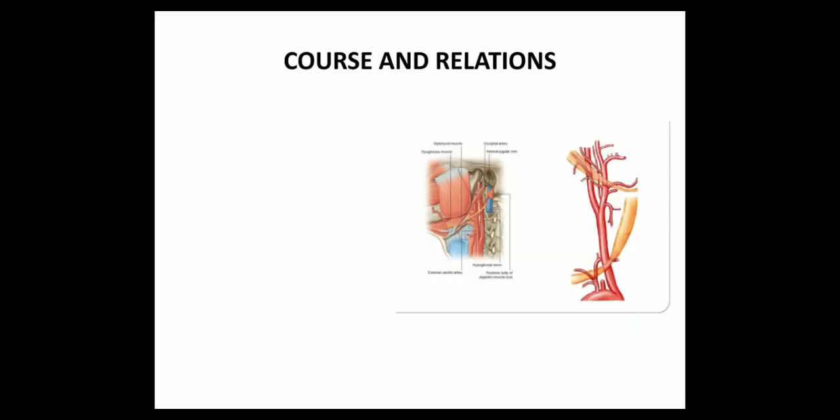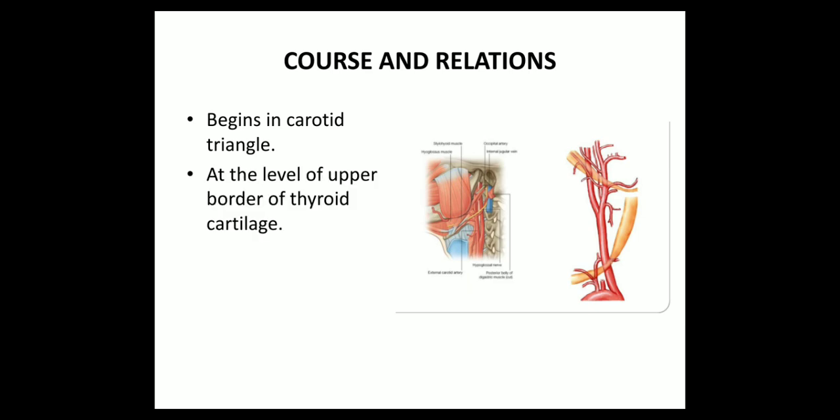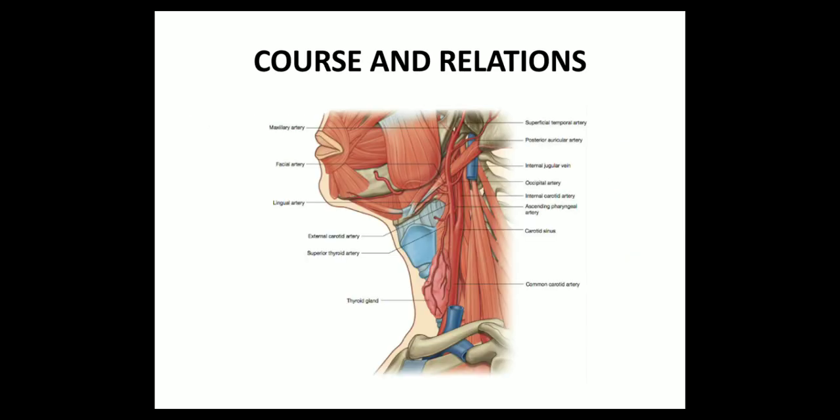Course and relations. It begins in the carotid triangle at the level of upper border of thyroid cartilage between 3rd and 4th cervical vertebrae. It ends in the substance of the parotid gland by splitting into superficial temporal and the maxillary arteries. It has a curved course. In its lower part, it is anteromedial to the internal carotid artery and in the upper part it is anterolateral to the internal carotid artery.